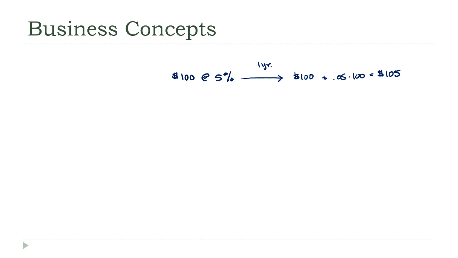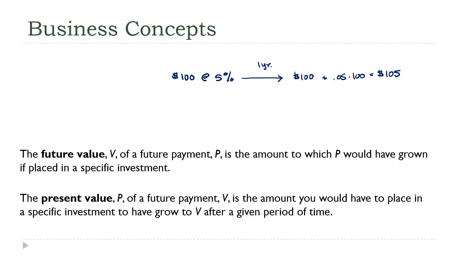Now, these two numbers illustrate the two concepts that are going to drive a lot of our work for the next several lectures. So I've got some definitions here, right? The future value is the amount that an investment made today will be worth after a fixed period of time. And the present value is the reverse of that. It's how much you would have to invest today to end up with a given amount.